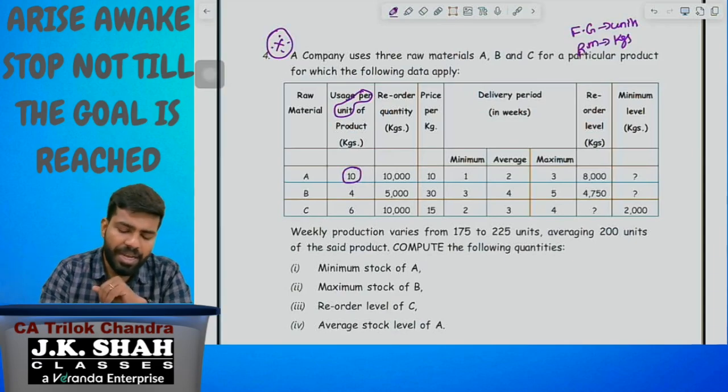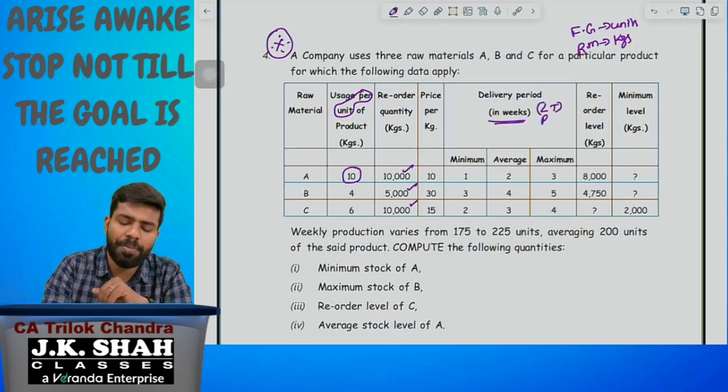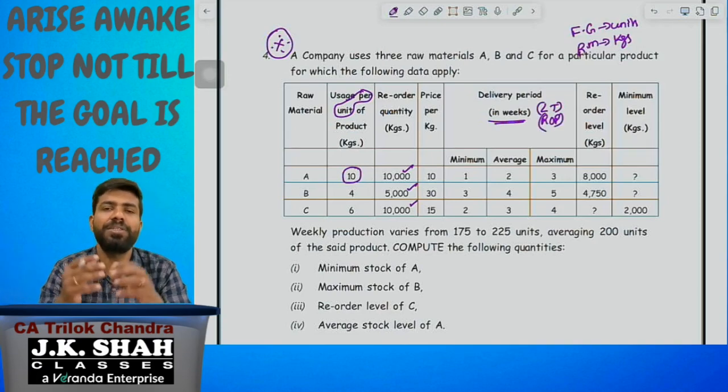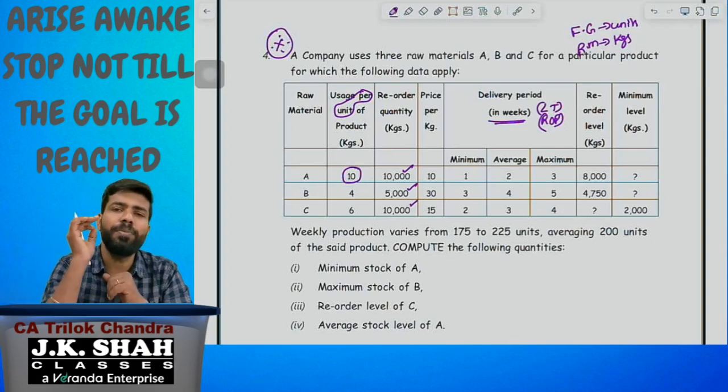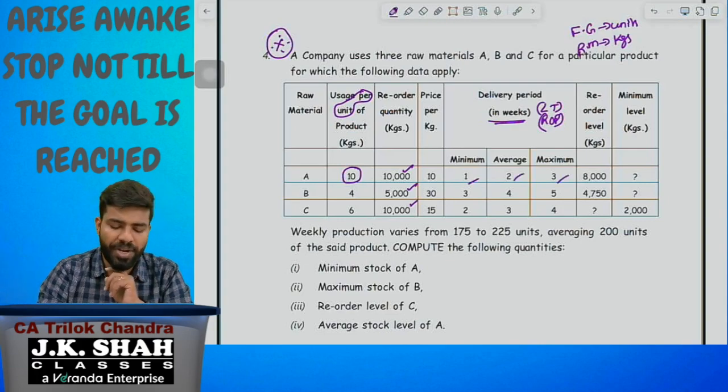Next, reorder quantity: A 10,000 kgs, B 5,000 kgs, C 10,000 kgs. Price per kg, nothing but purchase price: 10 rupees, 30 rupees, 15 rupees. Delivery period in weeks. Delivery period is nothing but lead time, or reorder period. One more name for the reorder period and lead time is delivery time: how much time it takes to deliver the product after placing the order. For A, minimum delivery time is 1 week, maximum 3, average 2. For B, minimum 3, maximum 5, average 4. For C, minimum 2, maximum 4, average 3.